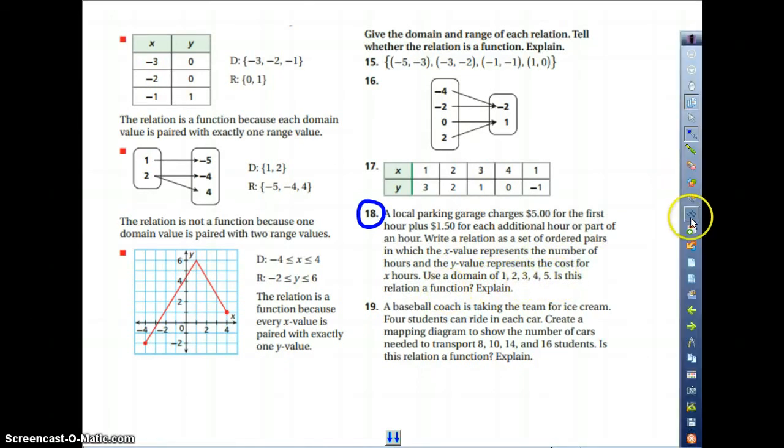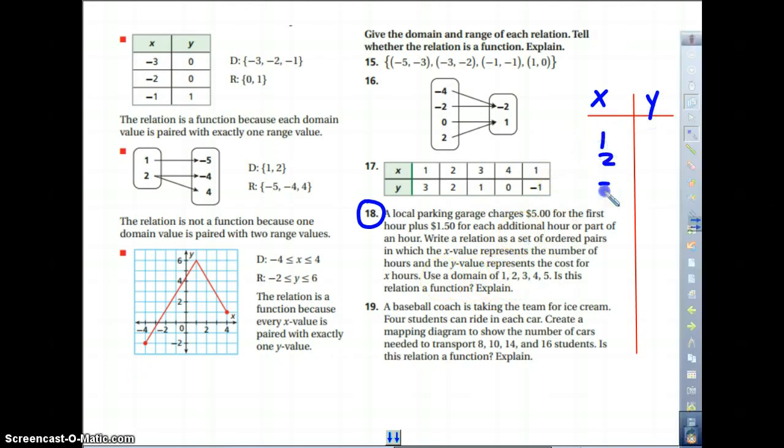Is the relation a function? Explain. They want us to do a lot. Okay. Here's my x values, here's my y values. They want us to use a domain of 1, 2, 3, 4, and 5. Can you guys write the equation that represents the cost? They charge you what? $5 for the first hour plus $1.50 for each additional hour or part of an hour.